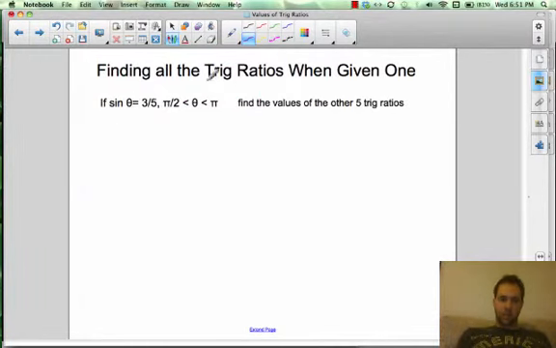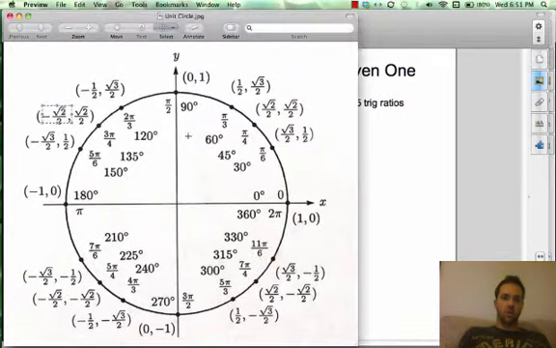Okay, the last bit of this lesson, I want to find all the trig ratios if we're given one. So what we're given here is the sine of our unknown angle theta equals 3/5. And we're told that this has to be between pi over 2, which is 90 degrees, and pi, which is 180 degrees. So that will put us into quadrant 3. So pi over 2 and pi. Sorry, quadrant 2, not quadrant 3.